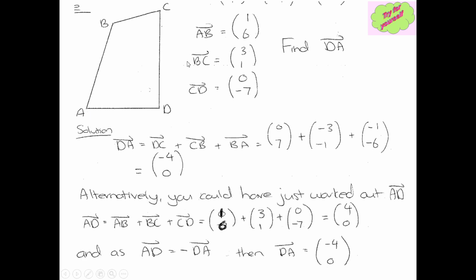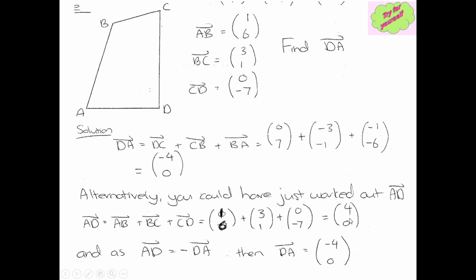Alternatively, as I said, you could have just gone straight to working out AD by adding these three together because they're going in this direction, and then take the negative of that answer. AD is just AB plus BC plus CD. That one goes there, that one goes there. 1 plus 3 plus 0 is 4. 6 plus 1 plus -7 is 0.